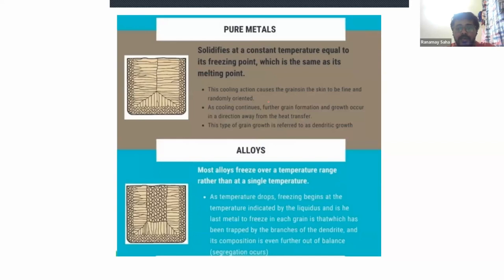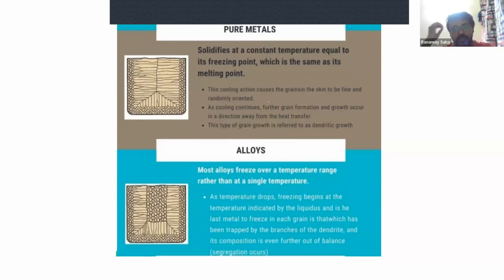So the grains in the skin happen to be very fine and randomly oriented in case of pure metal solidification, whereas in the other case, you can find a variety of grains depending upon the cooling rates and multiple other factors. So you can have columnar grains, you can have globular grains, you can have dendritic grains. All these things happen because the freezing is happening over a wider range of temperature, right?